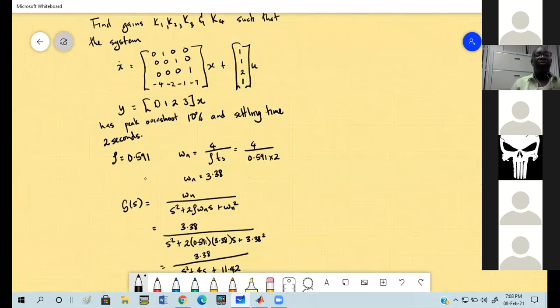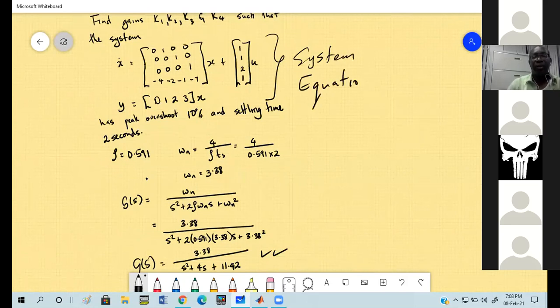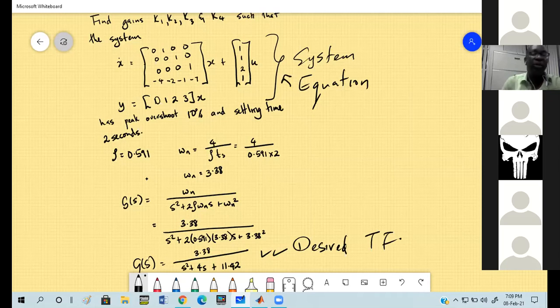To MATLAB, we know. All right, so we wanted the transfer function. So this is the transfer function that we wanted. And then we write down this as our system equation. So we need those two things. So this is our desired transfer function, and this is the system that we want to put this desired transfer function on. All right, so we're going to go to MATLAB.